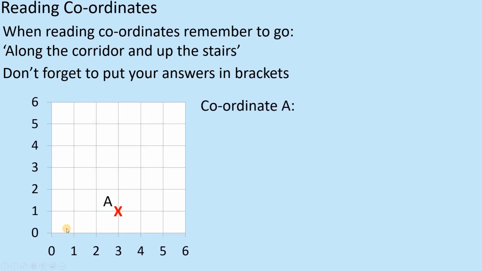Well, it's not that difficult. We start from here and go along the corridor, which gives us 3, and then up the stairs, which goes to 1. So across 3, up 1, and we write it as (3, 1), and that's our coordinate there. That explains to anybody looking at it that you've gone 3 along and then 1 up. That's a coordinate.